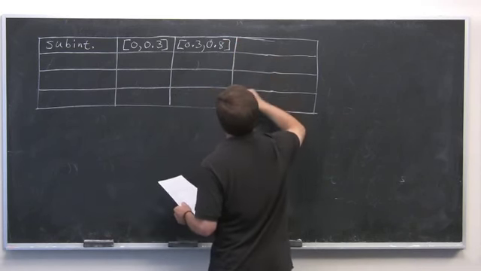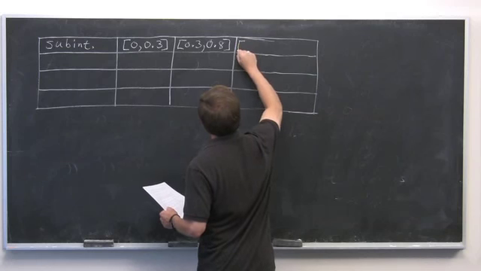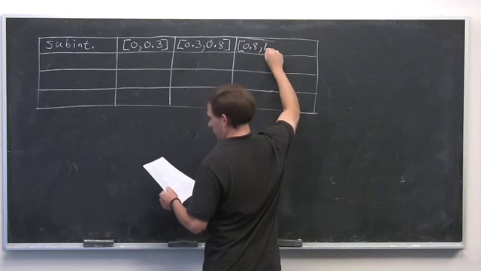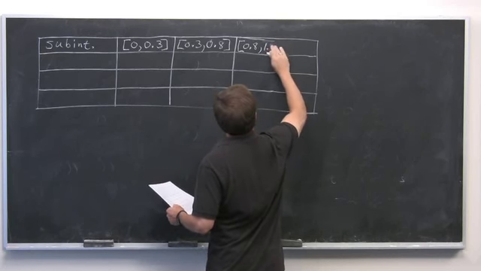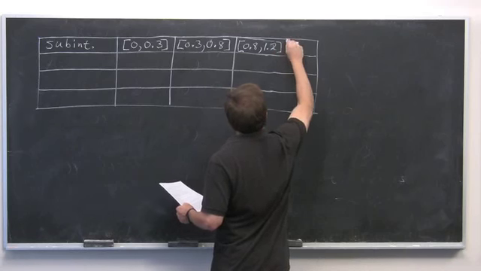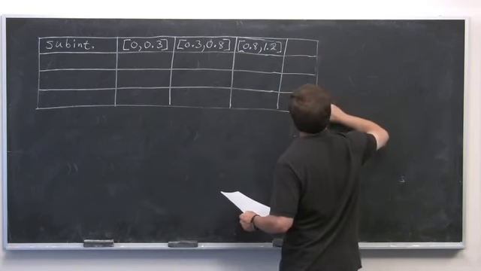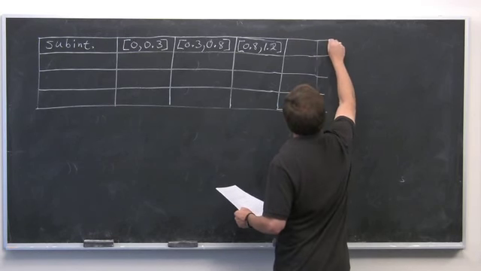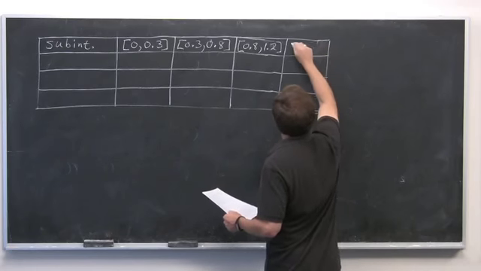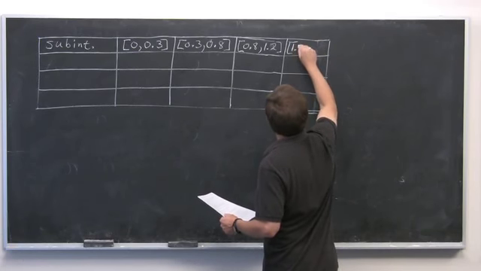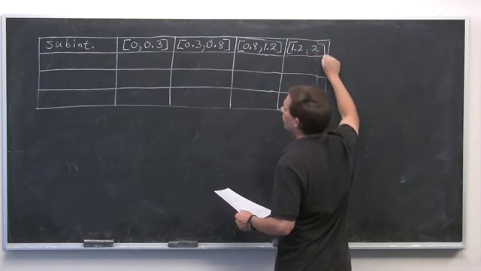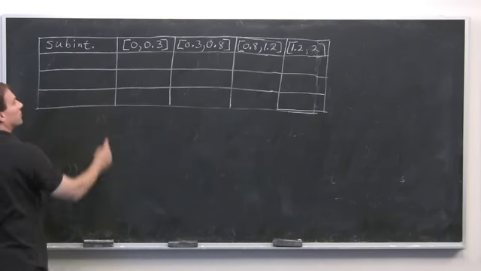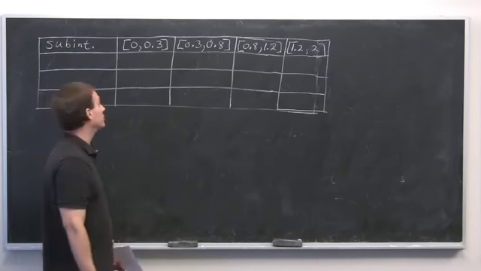And the time interval from 0.8 to 1.2. And then 1.2 to 2. So those were our time intervals, subintervals of our original interval from 0 to 2.